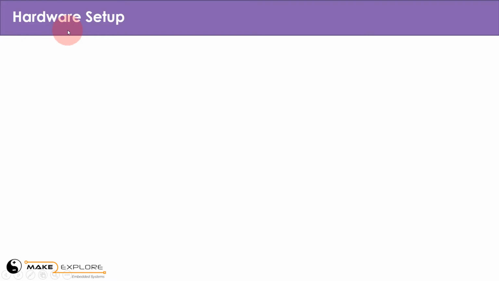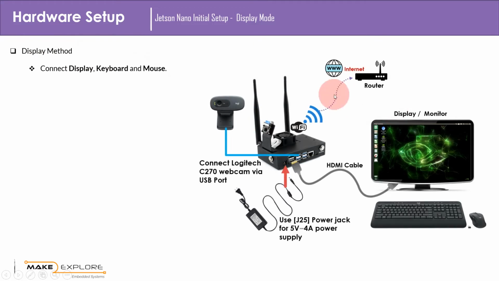Okay, let's see how to get started with Jetson Nano using the display method. How will you connect Jetson to Wi-Fi? Here is the hardware setup for the display method. As shown in the figure, you can see Jetson Nano connected with a monitor using an HDMI cable. Then, like other general purpose computers, we can connect a keyboard and mouse. We will power the Jetson Dev Kit with this 5 volts 4 amperes DC power supply to the J25 power jack. Jetson Nano can be powered by a DC power supply with a barrel jack connector or with a micro USB cable.